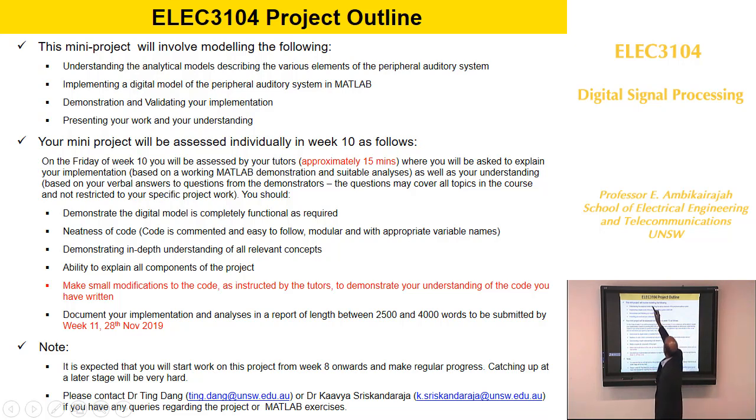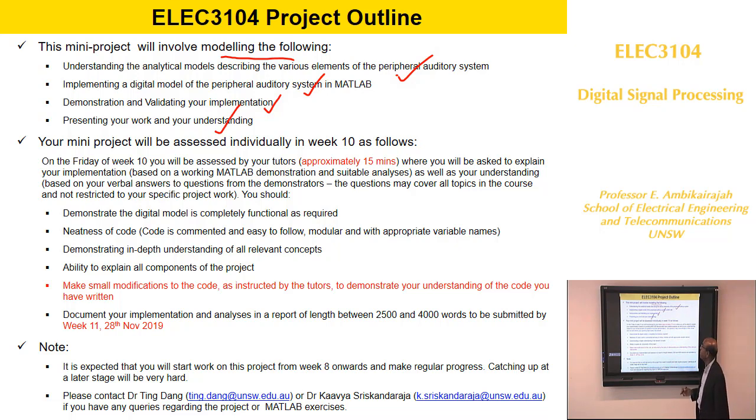The mini project will involve modeling the following. The first is that you will understand the analytical models describing various elements of the peripheral auditory system. The auditory system is the outer ear cascaded with the middle ear, cascaded with the inner ear. There are three parts, all of them cascaded. They are all filters actually. The second part is implementation of a digital model of the peripheral auditory system in MATLAB. And the third part is that you will demonstrate and validate your implementation, and I have given you some guidelines, and then you have to present your work and we will assess you.